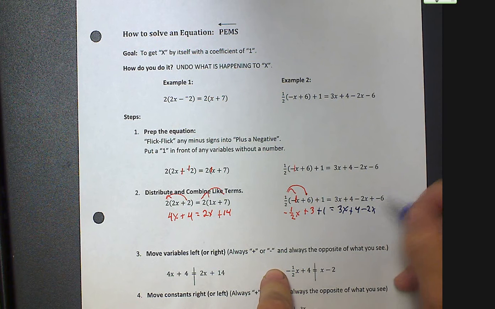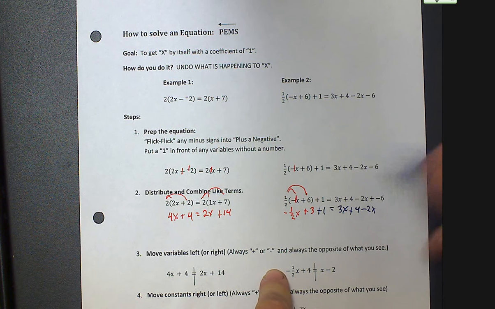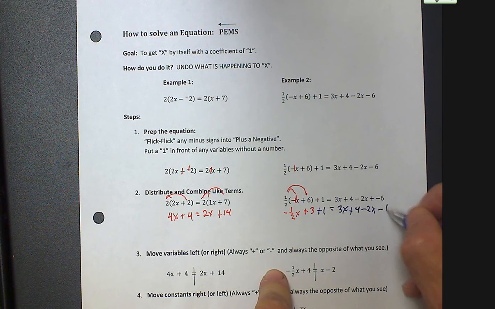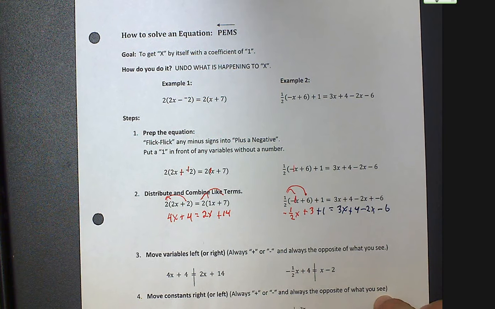Plus a negative is another place where flick, flick might apply. Plus a negative or minus 6, any way you want to think about it, it's fine. Okay, so that's the end of step 2. The equation is now prepared. The whole goal of these first 2 steps is to prepare the equation. It's now ready to solve. And the whole goal is to get all the x's on one side and everything else on the other.